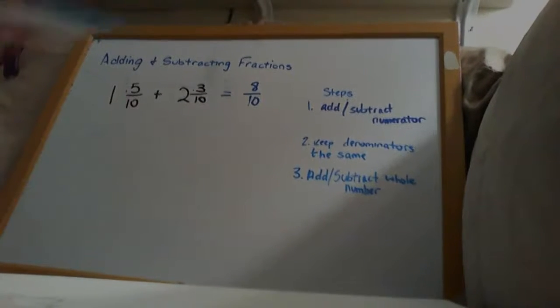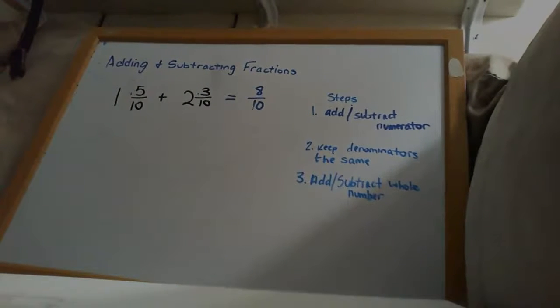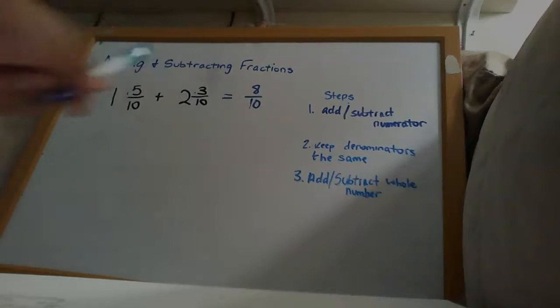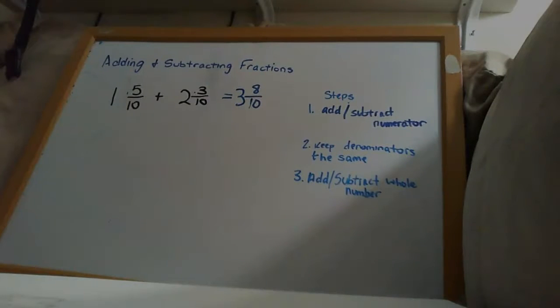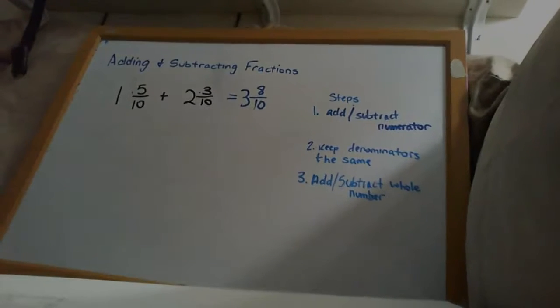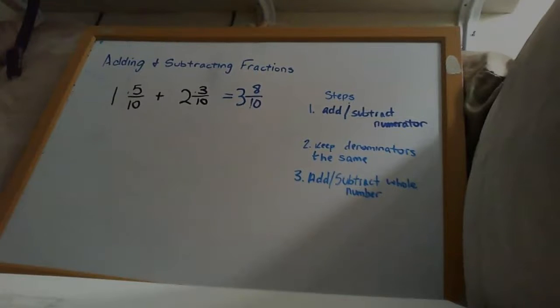Step 3, add the whole numbers. The whole numbers are 1 and 2. So if we add those together, 1 plus 2 equals 3. And that's it. Now, what if we want to subtract?